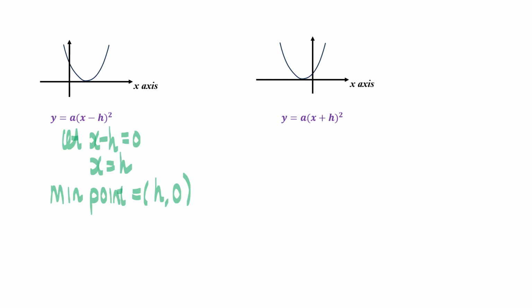Right, and for the one on the right-hand side, if you let x plus h equals 0, x will be negative h. So therefore, your minimum point will be negative h comma 0. Right, so the next question is, can you represent this kind of curves in x-intercept form?